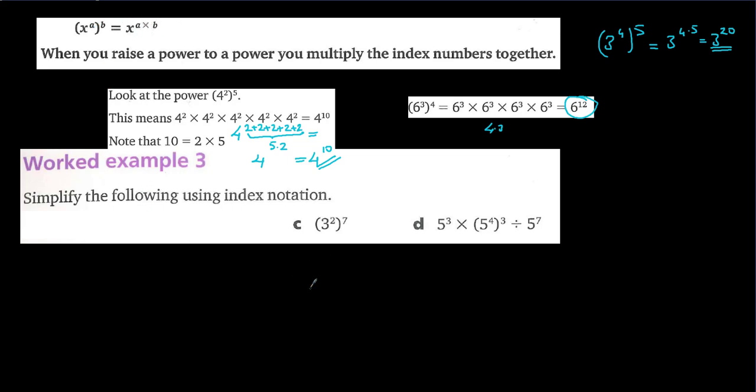Here there are some simple exercises. 3 to the power of 2 to the power of 7 is equal to 3 to the power of 2 times 7, which is equal to 3 to the power of 14.